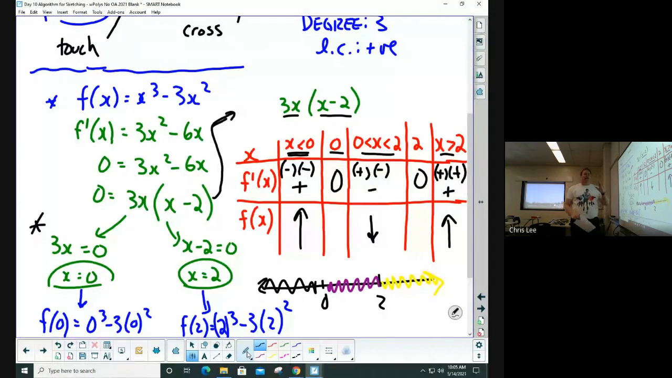And so this chart really proves what I already imagined. The graph's going to go up, get to 0, go down in the middle section, get to 0, and go back up. And so if it's going up, getting to 0, and down, this is a local max. And then it's going to go down, get to 0, and go back up. So this is a local min.